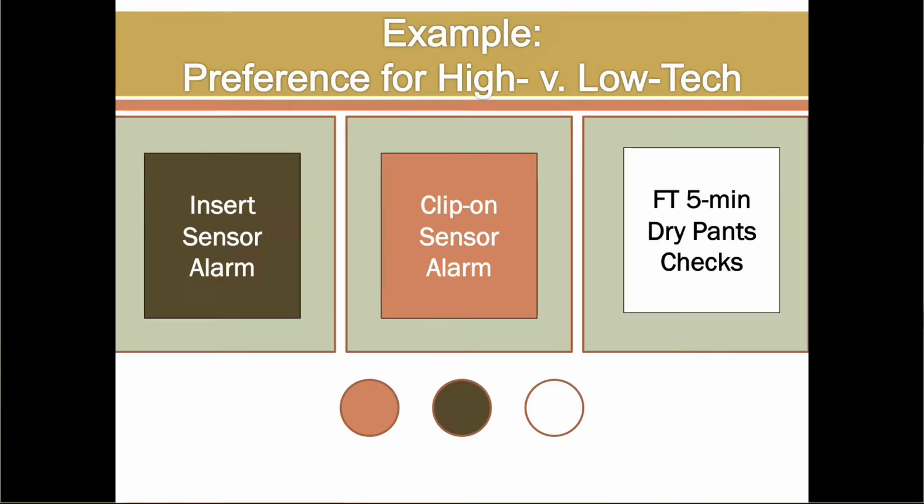It was a fixed time, 5-minute dry pants checks, i.e. a lot of work. So you can put on a urine alarm and go about your daily business, or you can check dry pants every 5 minutes. As a teacher, okay, because we were interested in teacher preferences.